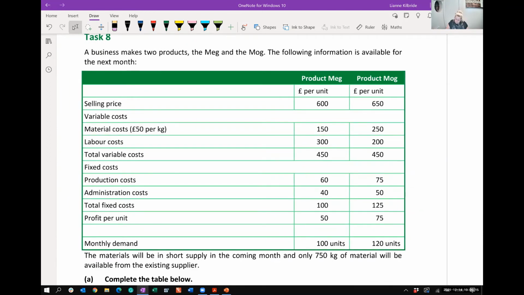The following information is available. So we've got each product there. We've got the selling price. We've got the variable cost, and we've got the fixed cost. So they're set up into two sections. You've got your total variable cost there and your total fixed cost. Just to make them stand out a little bit more, it's told us what the profit per unit is. And at the bottom here is the monthly demand for the units.